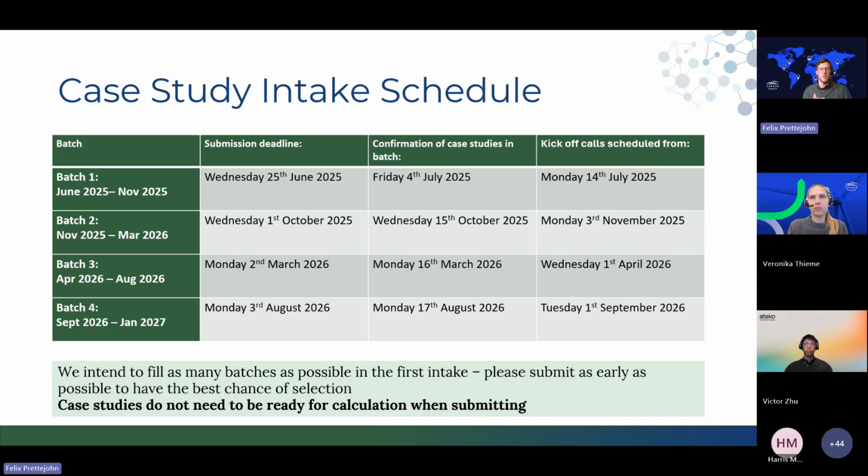But we also have other intakes. If you just can't get the information to us by the 25th of June, we'll have batch 2 in October, batch 3 in March 2026, and batch 4 in August 2026. So there are future opportunities, but they may fill up and we can't guarantee there'll still be spaces.